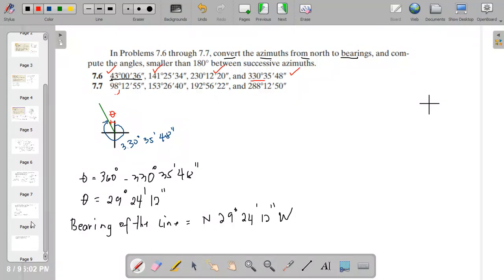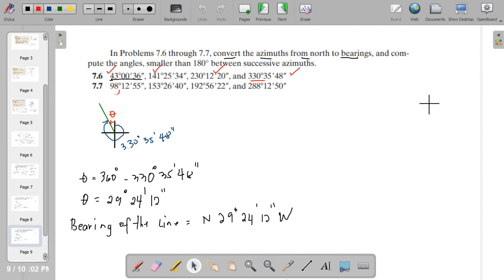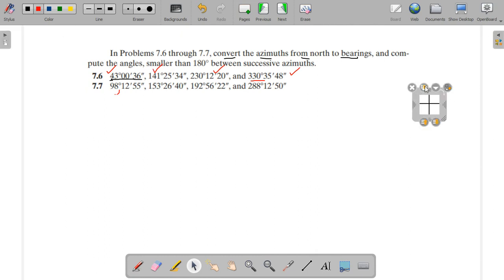Okay, so we are going to continue with the conversions of azimuths. This is a continuation of your part 1 angles and direction. Okay, so we have 7.7. So let's continue with the 7.7 exercise.